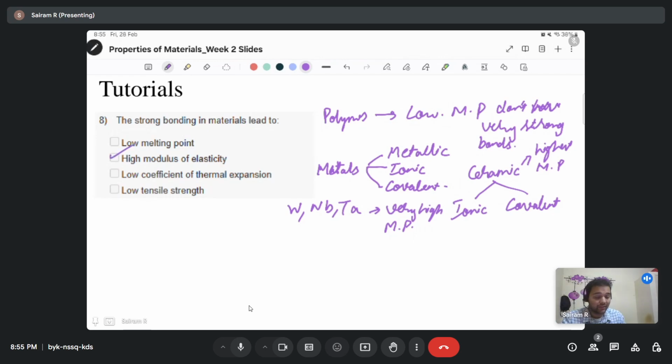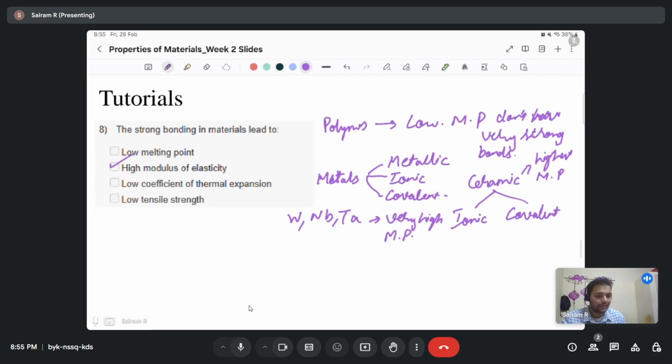Low tensile strength is not true, again because of very similar reasons. A strong bond means we need to exert a lot more energy to go to maximum tensile stress and then go to fracture. Low coefficient of thermal expansion, again very similar logic. If you think about it, it makes absolute sense.